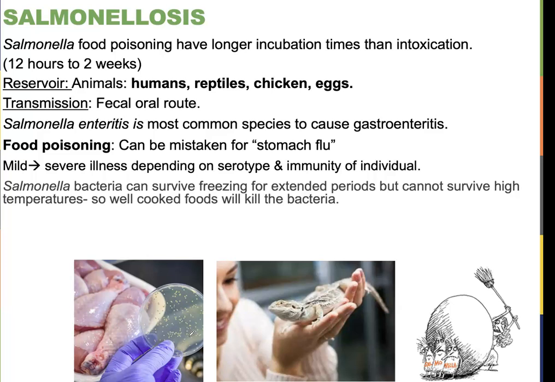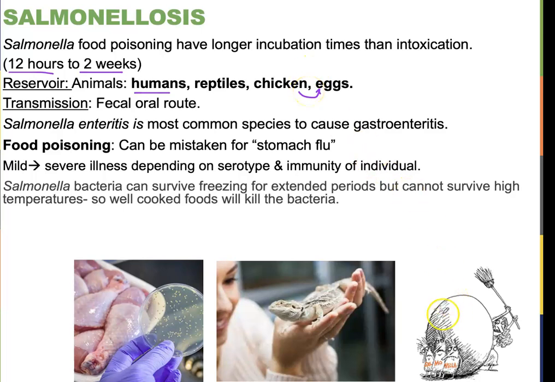Salmonellosis is caused by Salmonella, and both Salmonella and Shigella are infection-type food poisoning because it's a bacteria that makes you sick. So we see a longer incubation time, 12 hours to 2 weeks. Salmonella is found in us, but it's also found in reptile guts, chicken, and eggs. Of course, these are linked. When the eggs develop inside the chicken, they don't develop in a separate area from the GI tract. So some of the Salmonella can get incorporated inside the eggs as they're being created inside the chicken.